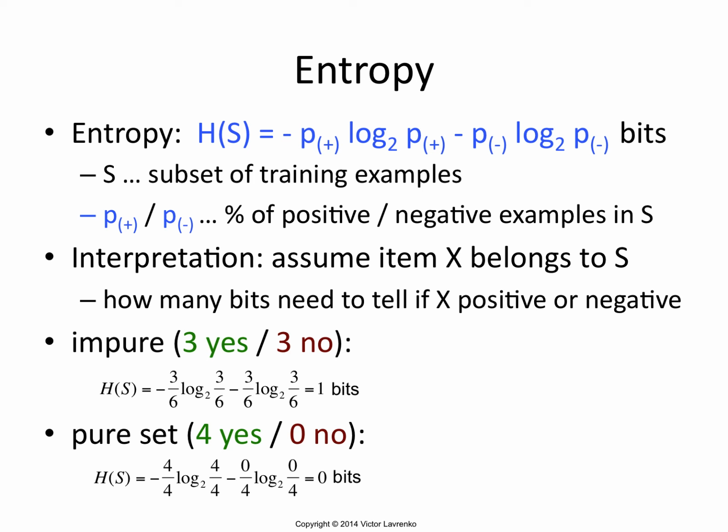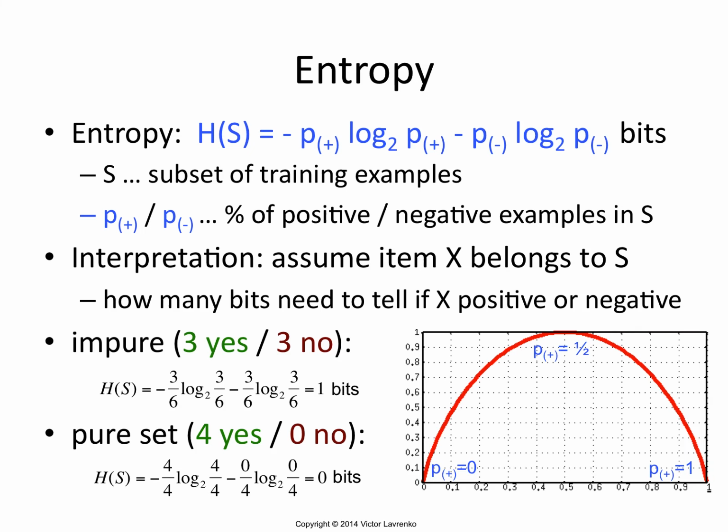For a totally pure subset, this is what you get. So you get 4/4, that's 1, and log of 1 is 0. And here you get a log of 0, which would technically be -infinity, but you're multiplying it by 0, so that cancels out. So you end up with 0 bits. So totally pure set, you need 0 bits. Totally impure set, with 2 classes, you need 1 bit. And for different proportions, you get numbers between 0 and 1.